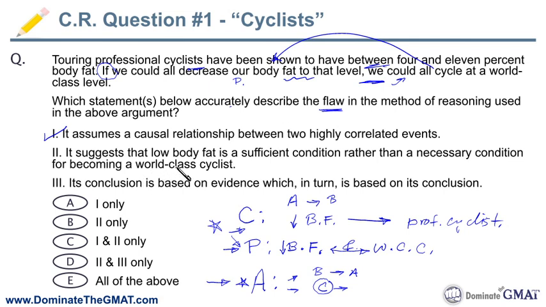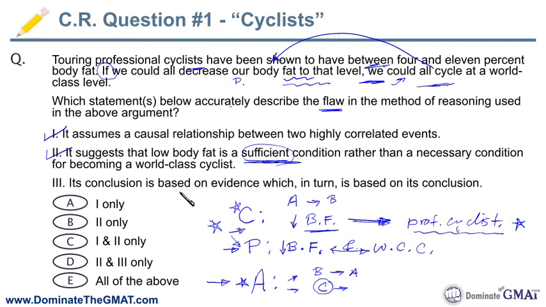Number 2, it suggests that low body fat is a sufficient condition. In other words, that alone, it certainly might be helpful to have low body fat, but there's other things going on, right? But this is assuming that that alone is enough, because it's saying that if you get your body fat low enough, you will be a world-class cyclist. How do we know that that's the conclusion? Because we summarized that on our scratch paper, that low body fat alone causes, i.e. is sufficient to cause you to be a professional cyclist. Again, that's the benefit of having summarized it, broken it down into its bare bones essential components. And that proves to us, again, that statement number 2 is a flaw.